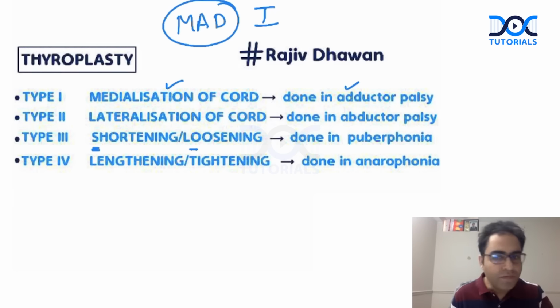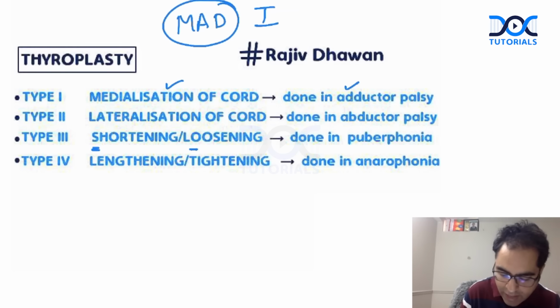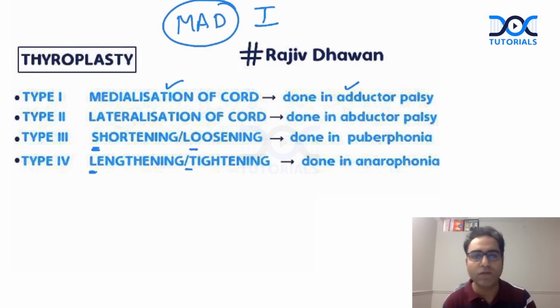Type 4 is the reverse of type 3. Type 4 is done for androphonia. Androphonia is what? When a female has got a low pitch voice like a male. Okay. And that patient is called an androphonic patient, and that patient would be needing which surgery? Type 4 thyroplasty. And type 4 thyroplasty is lengthening or tightening of vocal cord. Lengthening or tightening of the vocal cord.